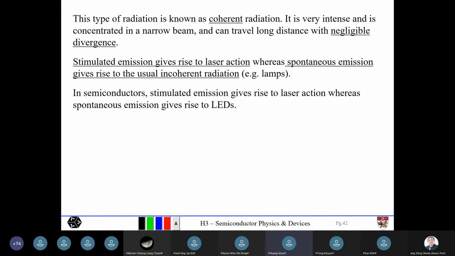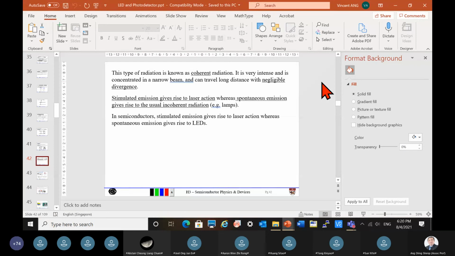Hello, Professor. I have another question. May I ask why, when the electron falls to a defect level, the energy is emitted as heat and not light? Is it because of collision?